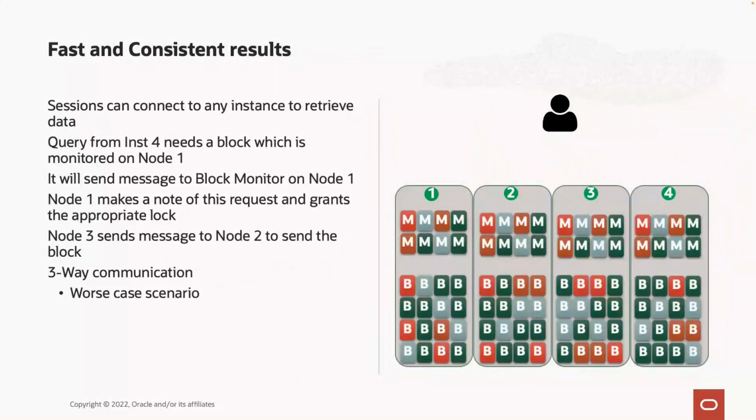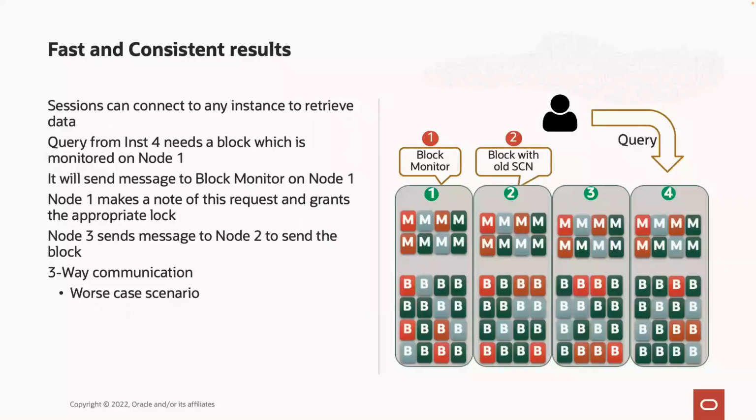What we want to make sure is that regardless of where you connect, like in this case, this session is connecting to, say, node number 4, we want to make sure that regardless of you connecting to 4 or 3 or 2, even if your block is somewhere else, like in this case, there's a concept of a block monitor, which is telling you that, hey, for this query, the block monitor is on node 1, and then node 2 has this block with old SCN. Doesn't matter. This is the most complicated case, but we will handle it for you. We will make sure that the query gets the block for the SCN that it wants. So we always give you consistent responses back.